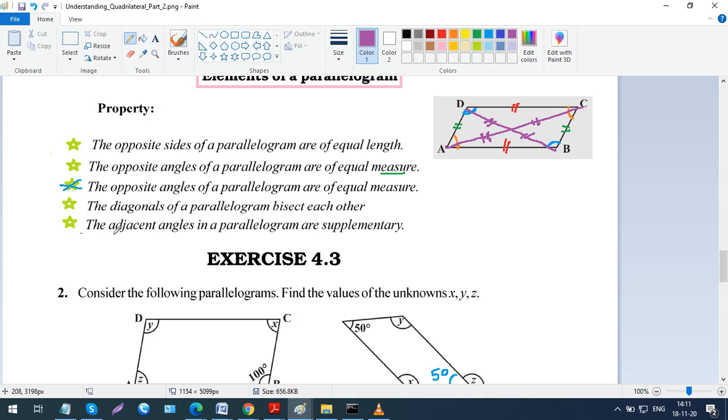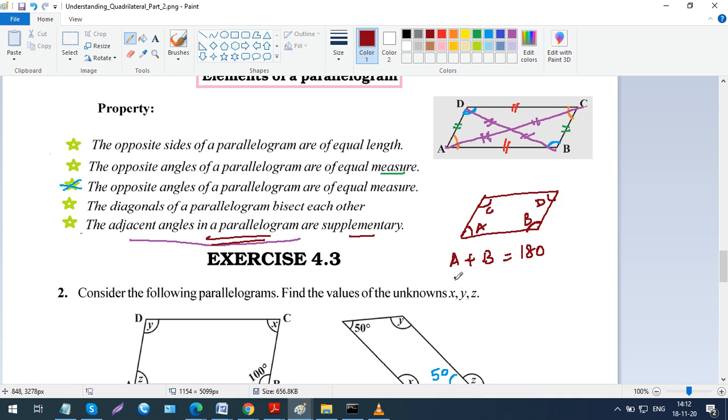Then the adjacent angles in a parallelogram are supplementary. This is a very important point, because based on this you usually get problems. Adjacent angles mean the next-to-next angles. If this is A, this is B, A and B are adjacent, and A and C are adjacent, and C and D are adjacent, and D and B are adjacent again. So they are supplementary. That means if you add angle A plus B, it's going to give you 180.